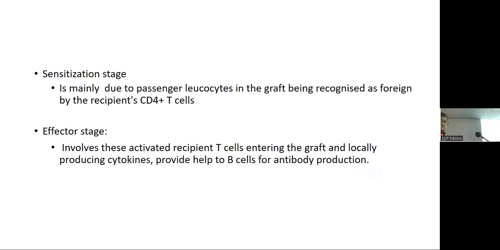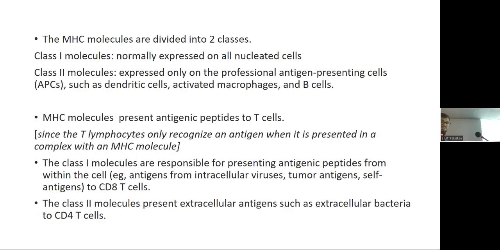Okay, basically, class 1 molecules usually present the antigenic peptides from within the cells. I will show you the direct and indirect pathway, then you will understand. Let us go to the slide.